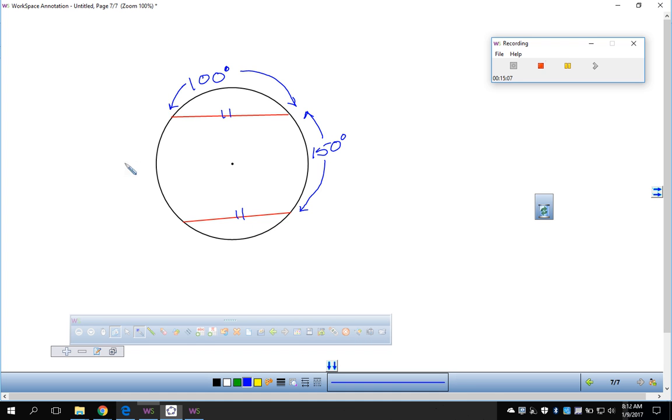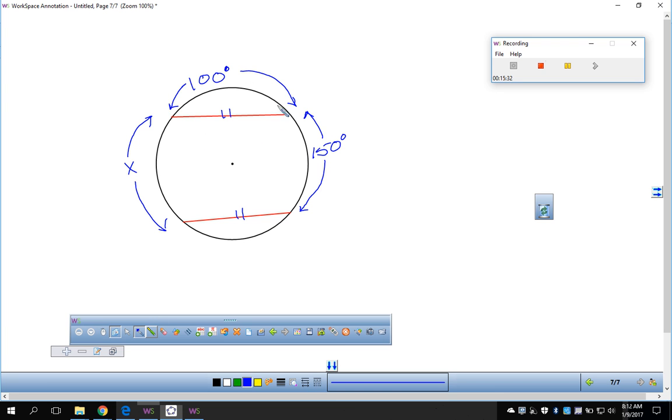And they say find x, which is from here to here. What's x? 10. Yes. Is it 10? How come? That's right. How come it's 10? Drawing not to scale.